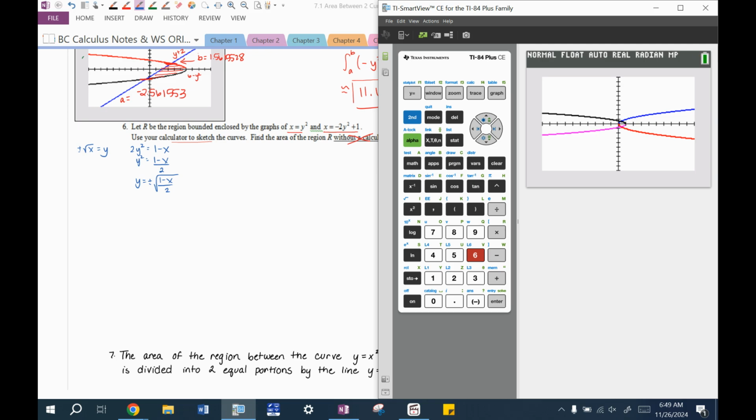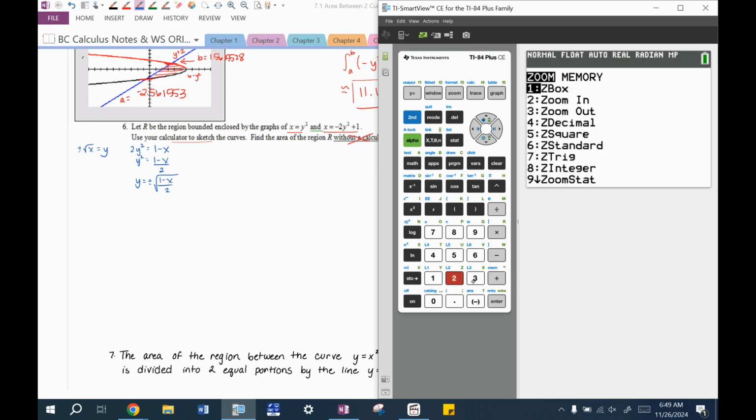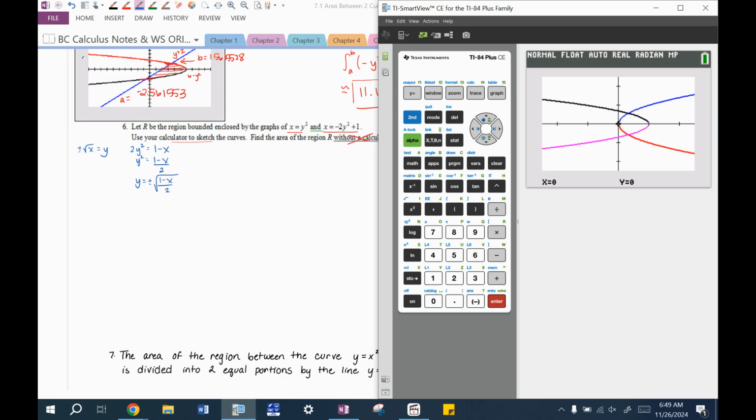Okay, so what is this region here? We can zoom in on this a bit. There we go. So we're looking at right minus left again. We're going to leave our equations in terms of y so that we don't have to do top minus bottom. And we want to find the intersection points again.